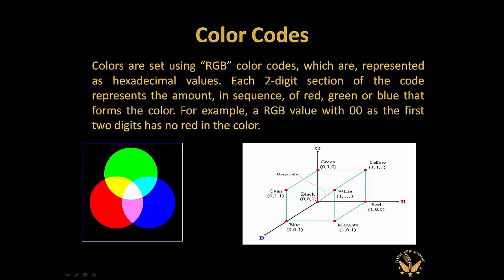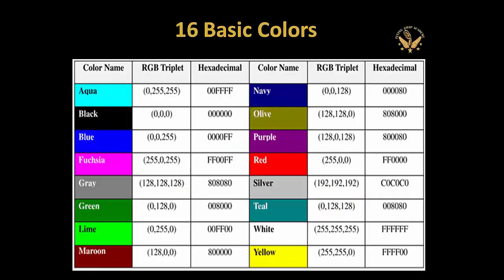Now if you notice this diagram, each color code is separated by commas. It starts with triple zeros, which specifies black, and triple one, which specifies white. 011 specifies cyan, 010 specifies green, 110 specifies yellow, 001 specifies blue, and 101 specifies magenta. There are 16 basic colors which we use in HTML. Here we have different colors: aqua, black, navy blue, and many others.